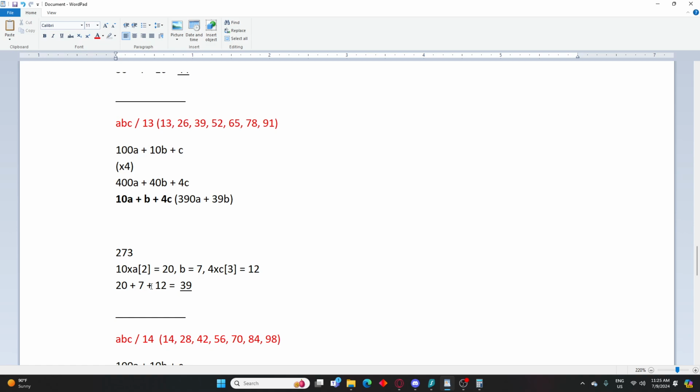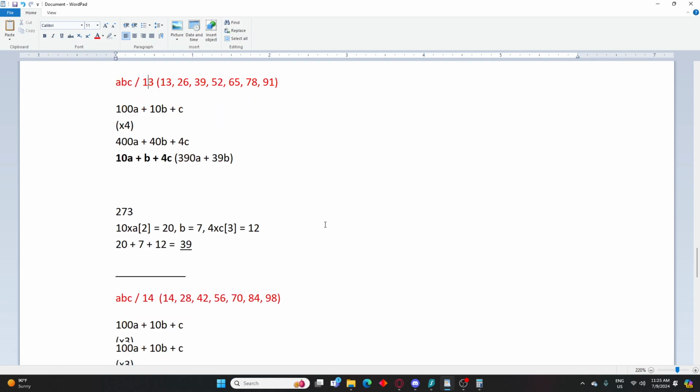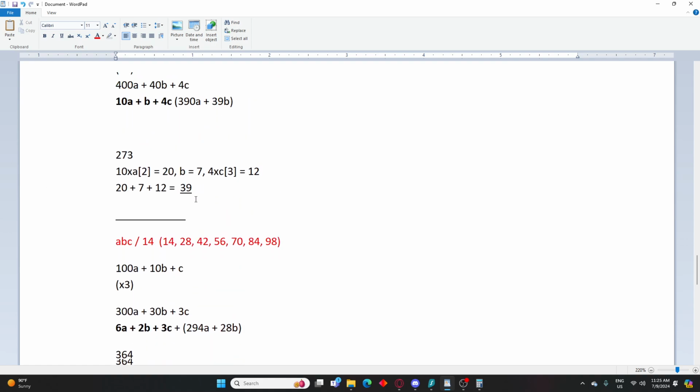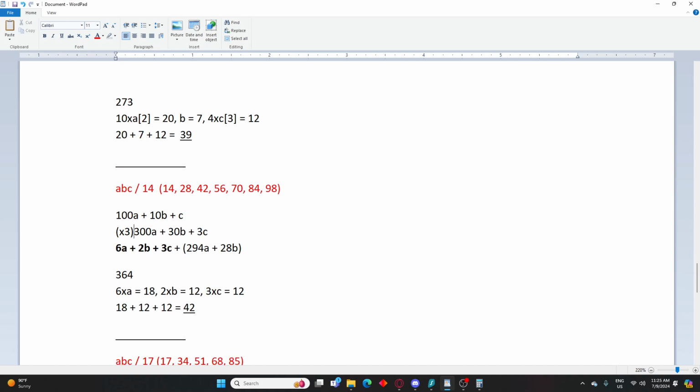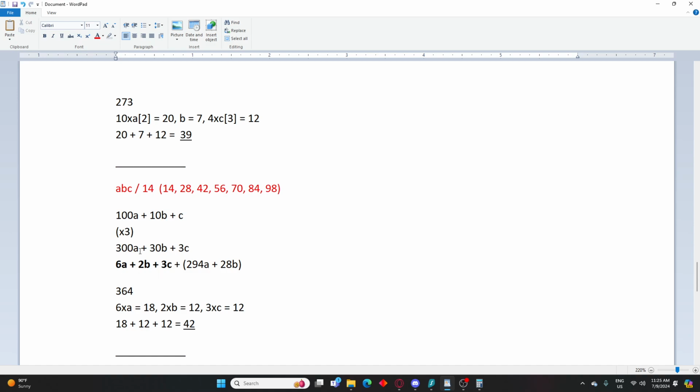So 20 plus 7 plus 12 is 39, which of course is divisible by 13. Simple. Next up we have ABC divided by 14. Remember, not ZABC, just ABC. Decided this time that we're going to multiply by 3, so we can get 300A, 30B, and 3C. And that will give us 6A plus 2B plus 3C.